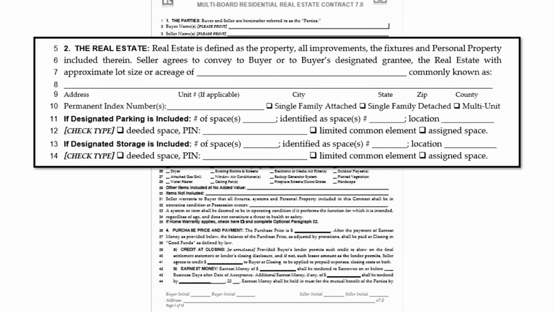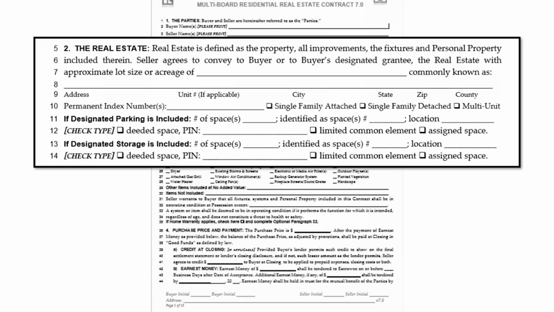And if it is, there will be a PIN for the parking space. Is it a limited common element or is it assigned space? The odds of you having either one of those, either the designated storage or the designated parking, checked off and used in a single family detached is not going to happen because there is no designated parking and designated storage. It's going to happen in your multi-unit more likely than anything else.